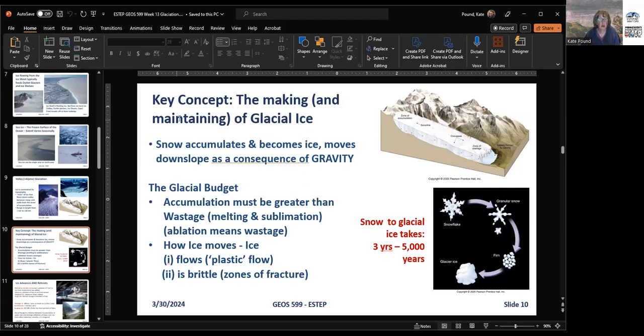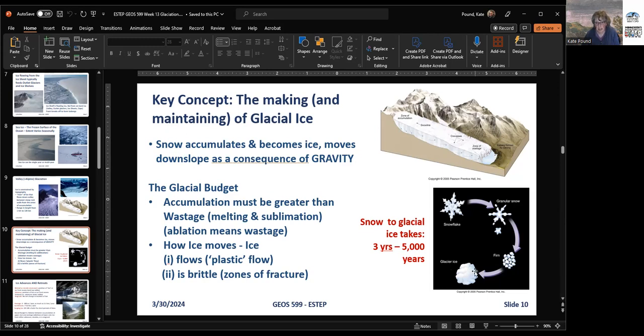foreign to us. So first of all, we have snow, it accumulates and it becomes ice, and then it moves downslope as a consequence of gravity. Look at the diagram in the lower right here. So we have our snow, and then once it's collected over time, it becomes granular snow. And then it gets reduced to these chunky globs that we call, that's non-technical, that we call firn. And it eventually becomes compressed into glacial ice.